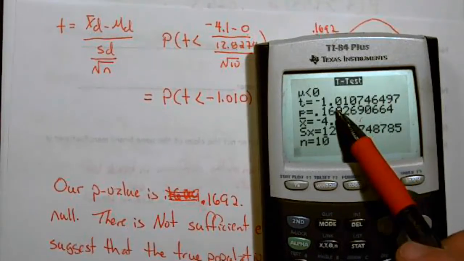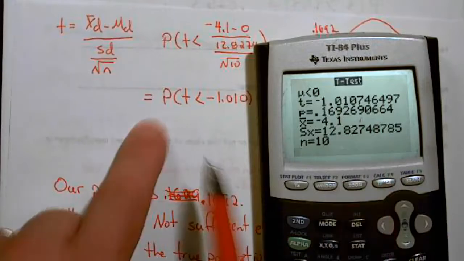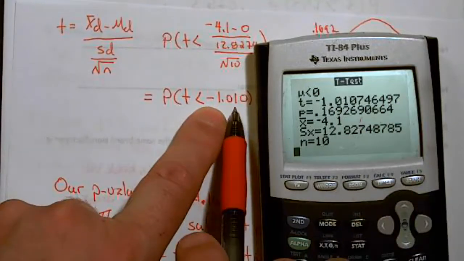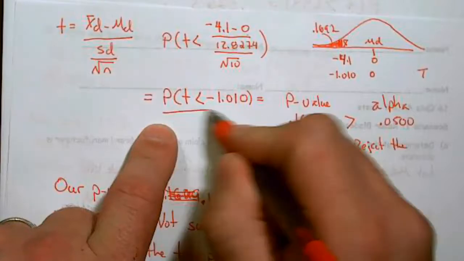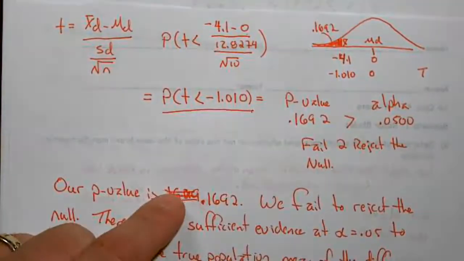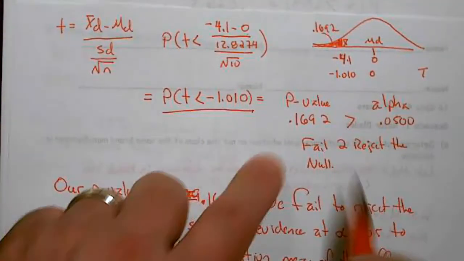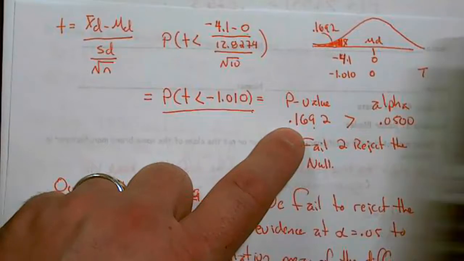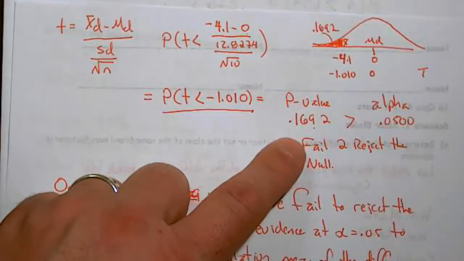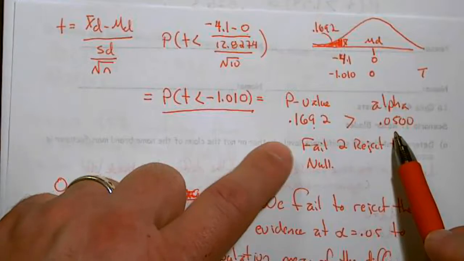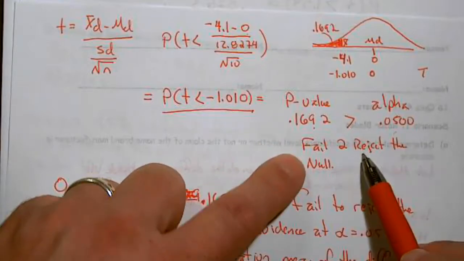And I calculate. And I end up getting the probability that t is less than negative 1.010. Extremely important you have this. If you don't have this, you're going to drop to a partial. All right. And this gives us a p-value of 0.1692. That's greater than our alpha level, or our level of significance of 0.05. So we're going to fail to reject.